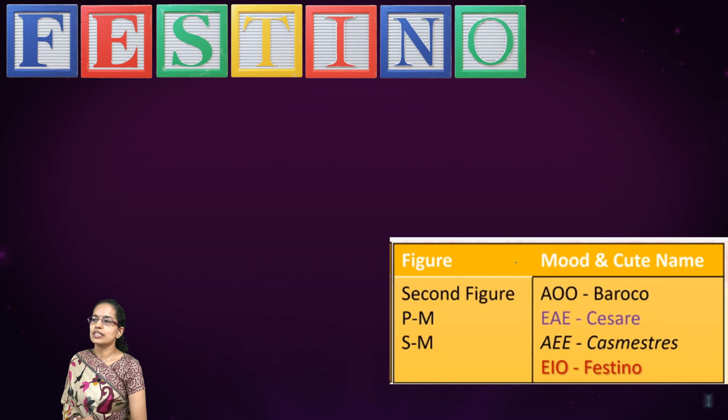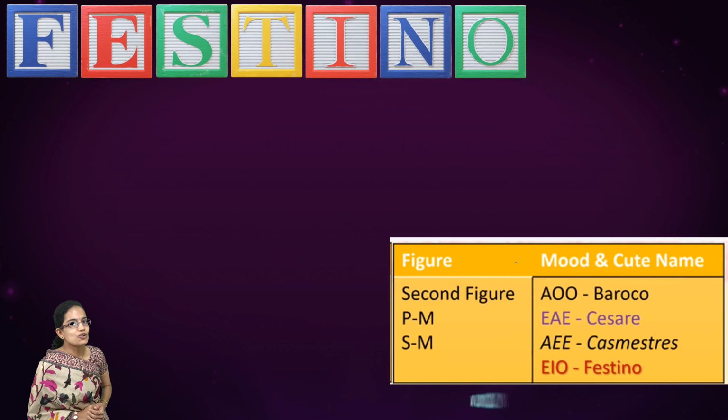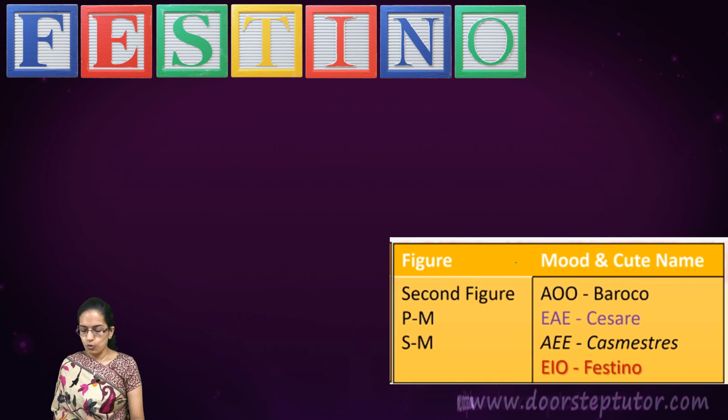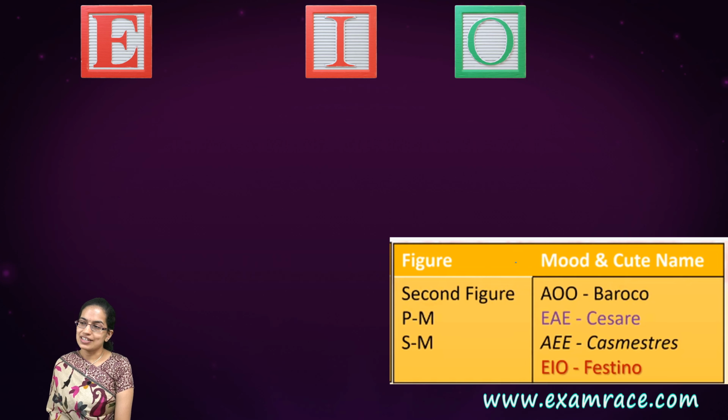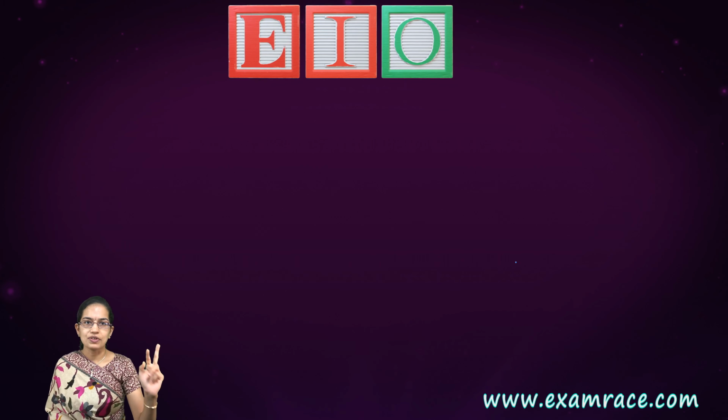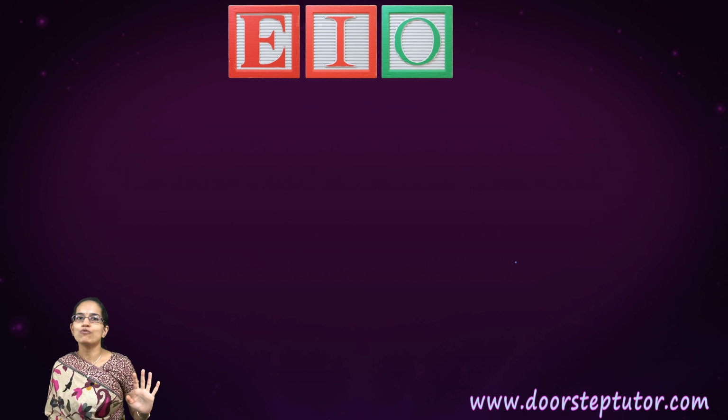So the last one here is Festino. Now Festino again is E, I and O. The interesting thing to remember here is EIO is seen in all the forms: figure 1, figure 2, figure 3 and figure 4, and all of those are valid forms.